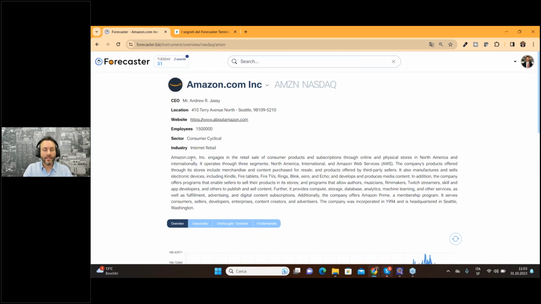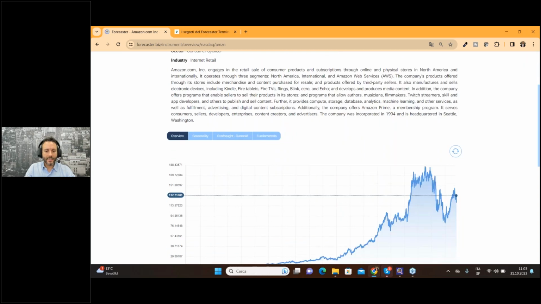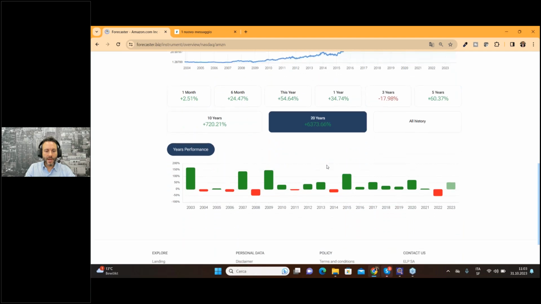Scrolling down the page, immediately below the performance, we always find the performance but divided by year. So in this case, we have the last 20 years of performance divided year by year for the security. Very interesting, because it allows us to see the historical year by year of the security under consideration.